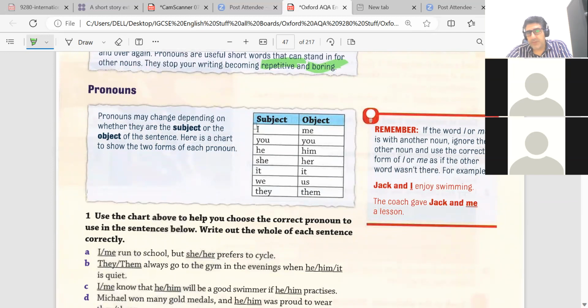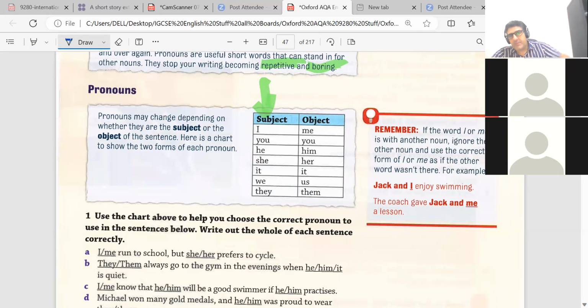As you know, we have subject, object. Subject, the first column: I, you, he, she, it, we, they. What I mean by subject pronouns is that they come before the verb, as you know. Any pronoun that comes before the verb is subject, and any pronoun that comes after the verb is object, like me, you, him, her, it, us, them. Does it make sense? Okay, shabab? Yeah. Right.